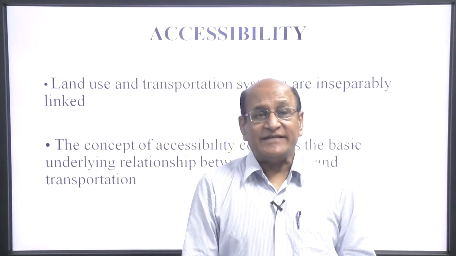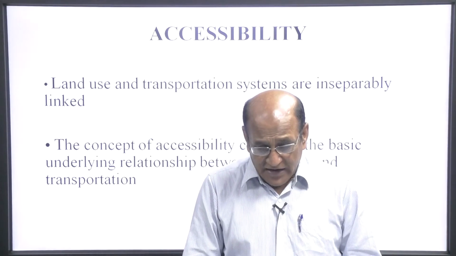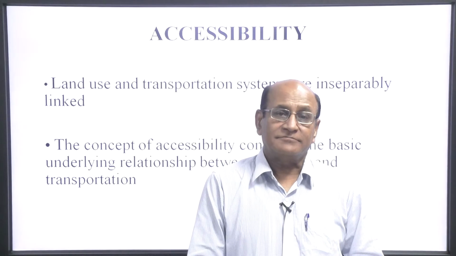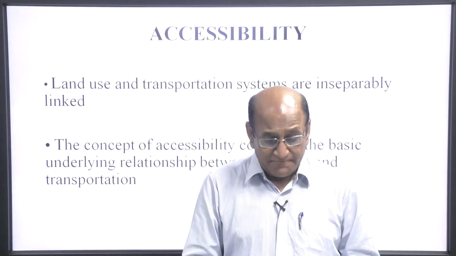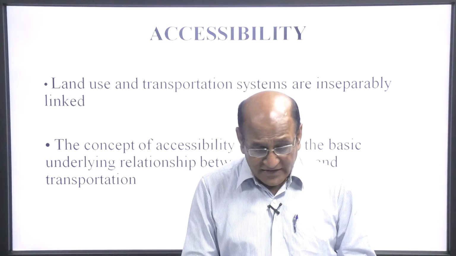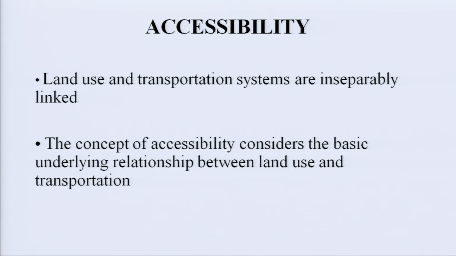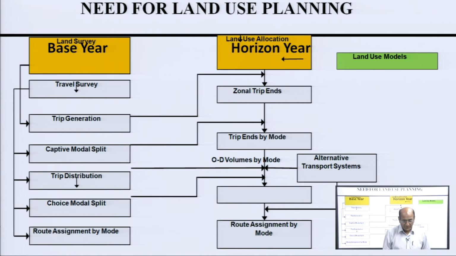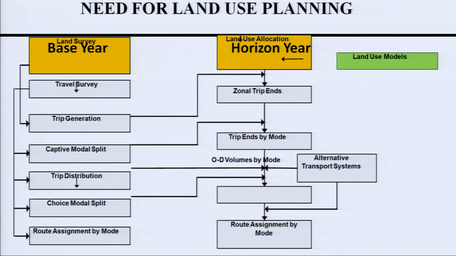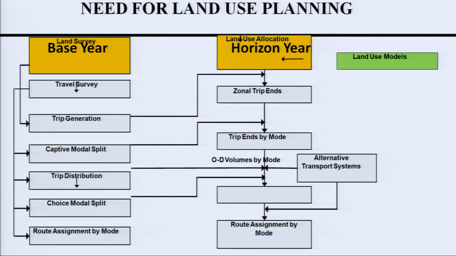So, now come to the accessibility. Land use and transportation system are inseparably linked. The concept of accessibility considers the basic underlying relationship between the land use and the transportation. So, what is the need for land planning? We have discussed in earlier lecture also.